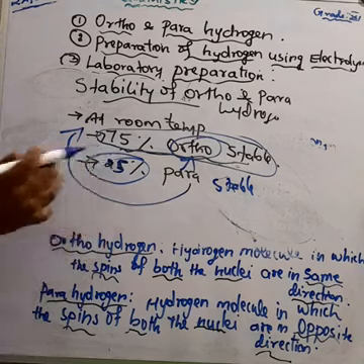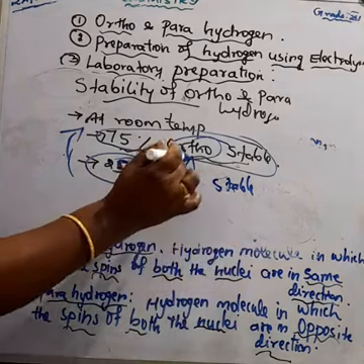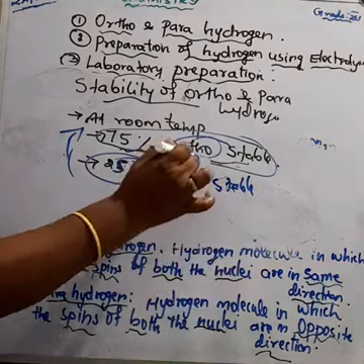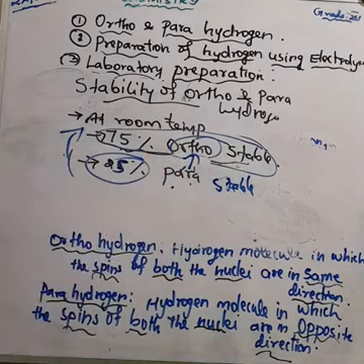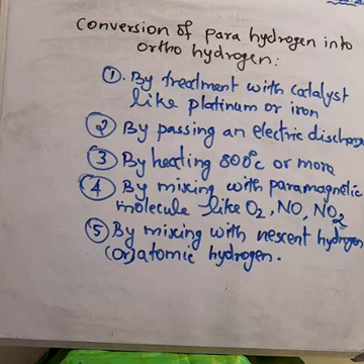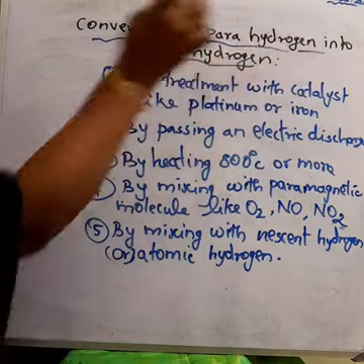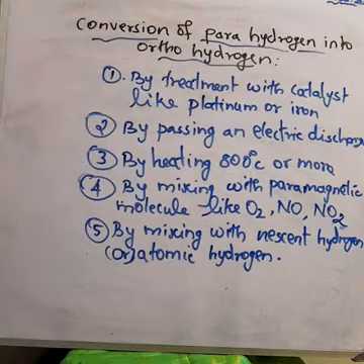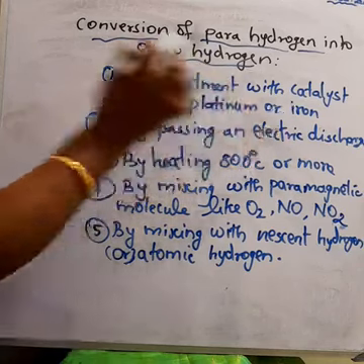So how can we convert parahydrogen into orthohydrogen? First point, all of you note this. This is very, very important. This is your assignment also, today's assignment. By treatment with a catalyst like platinum or iron.